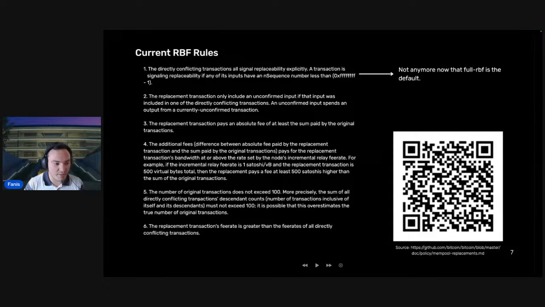And then there is some limit on the number of original transactions that we replace.